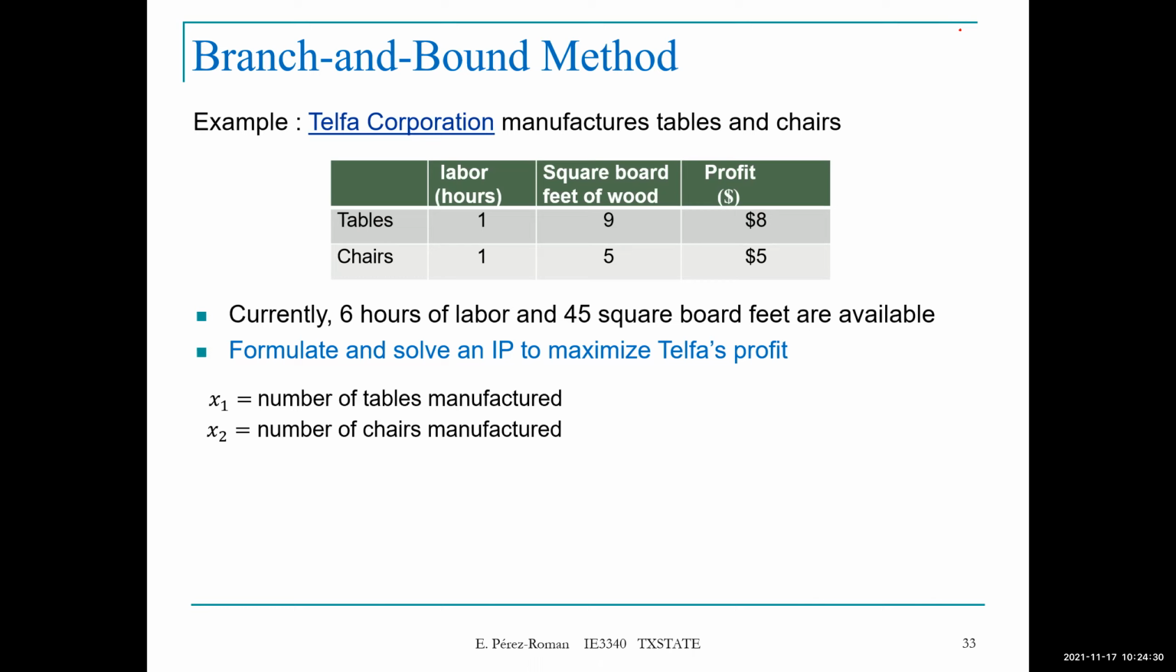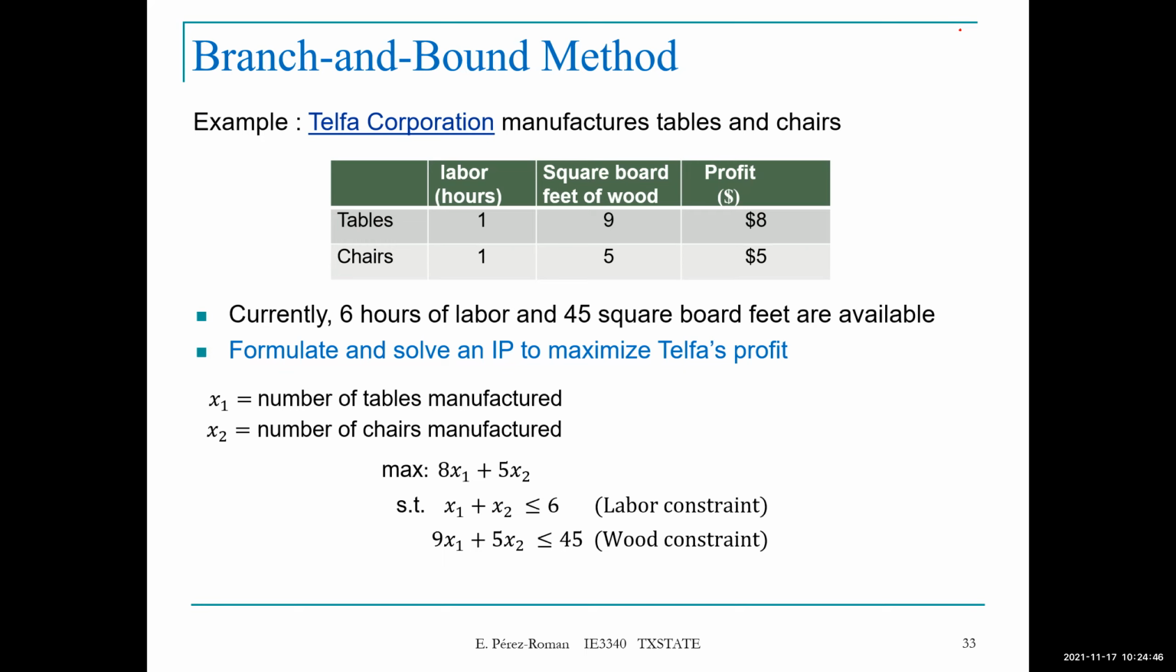So in this problem, again, we're going to look at a small size problem. For decision variables, we have the number of tables to be manufactured and the number of chairs to be manufactured. We want to maximize the profit, and we have a couple of constraints: a labor constraint and a materials constraint. And we want our decision variables to be integer.